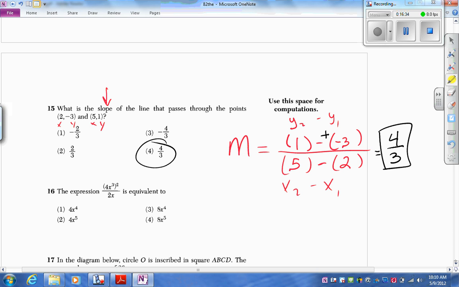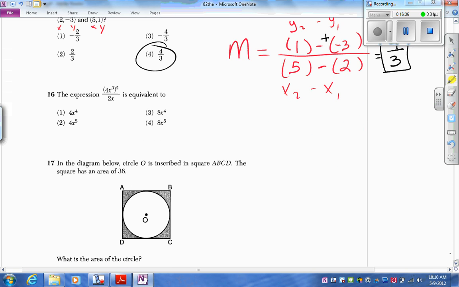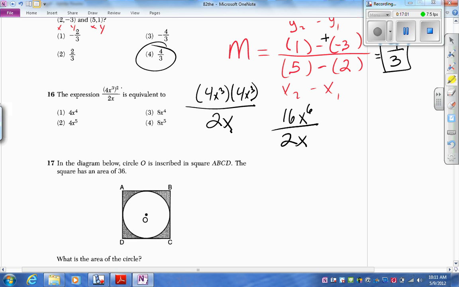All right, I got to draw back on our exponents unit. When you have an exponent raised to an exponent, we multiply the exponents. Now, if you don't like that, you could just write 4x cubed times 4x cubed, because that's what squared means, write it twice, all over 2x. Or you can just take the 4 squared and 3 cubed squared, whatever. Regardless, I get 16x to the 6th all over 2x.